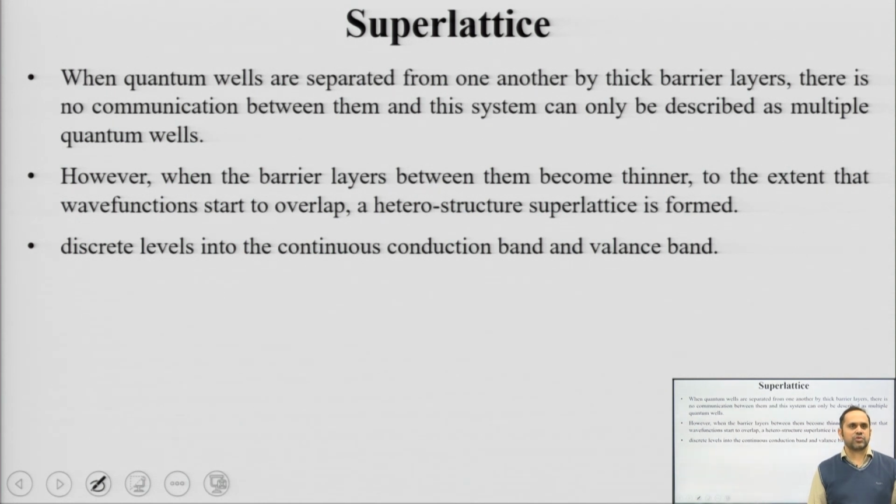So, a quantum well is a type of heterostructure and a super lattice is a type of quantum well. You can say that a super lattice is also a specific type of heterostructure, where the thickness of the walls of the individual quantum wells is very thin. So, the wells can communicate with each other via their wave functions, which start to overlap. Discrete levels form the so called super lattice inside the continuous conduction and valence band.